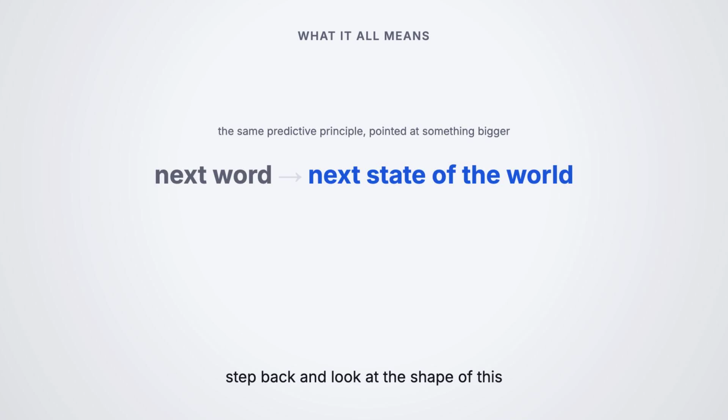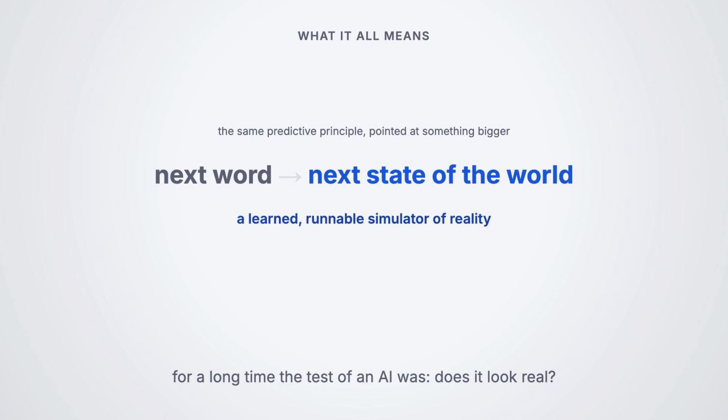So step back and look at the shape of this. For years, the big leaps in AI came from predicting the next word, until out fell something that could write and reason. A world model takes that same principle, prediction, and points it at something bigger. Not the next word, but the next state of the world, given an action. A learned, runnable simulator of reality.